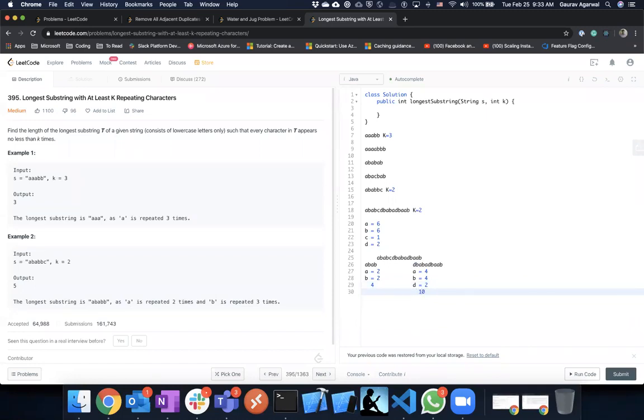And then we look into what's the answer that we get from the left subtree, what answer we get from the right subtree, and take the max of that. So in that case, it's 10.